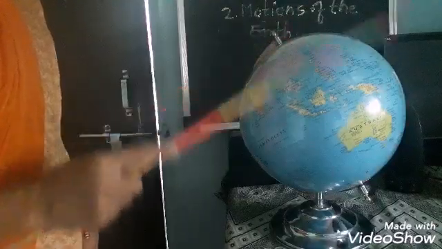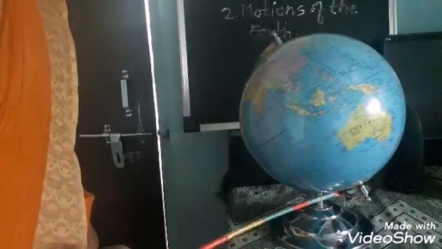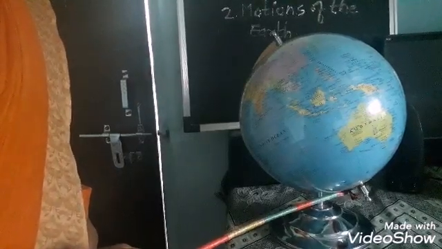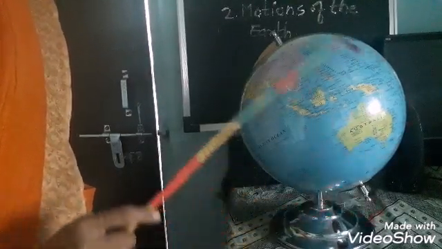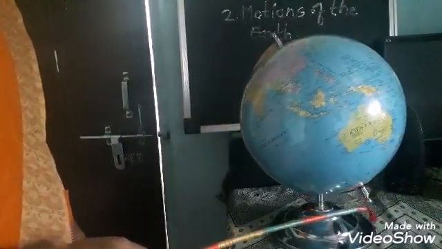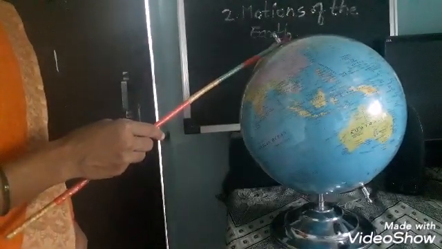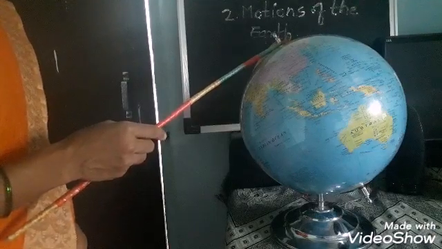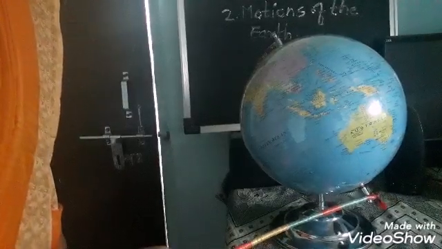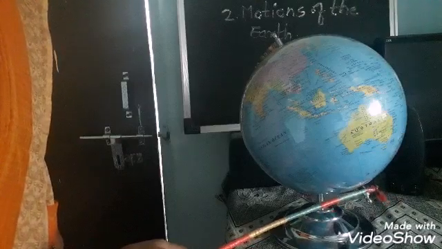This is the north pole and this is the south pole. This NS line is called the axis of rotation. You can see it in the picture from textbook page number 6. It passes through the center. The points N and S are called the poles of the earth. N stands for north, north pole. What is the spelling of north? N-O-R-T-H. N shows the north pole and S shows the south pole. So what is the spelling of south? S-O-U-T-H. So S stands for south pole.